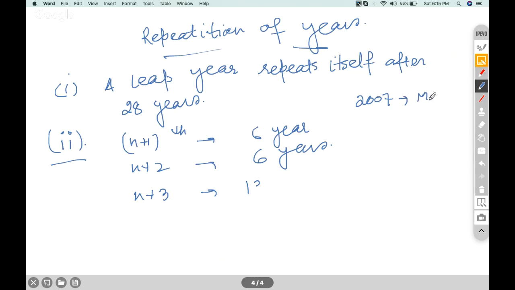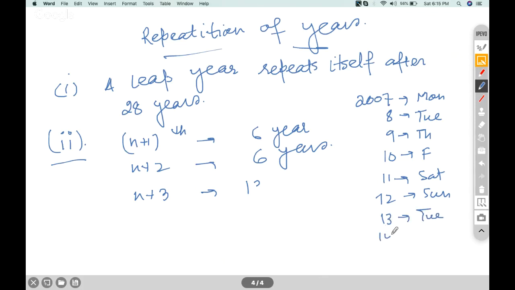So suppose it is Monday, 1st January. 8 would be Tuesday. 9 would be Thursday. 10 would be Friday. 11 would be Saturday. 12 would be Sunday. 13 would be Tuesday. 14 would be Wednesday. 15 Thursday. 16 Friday. 17 Sunday.